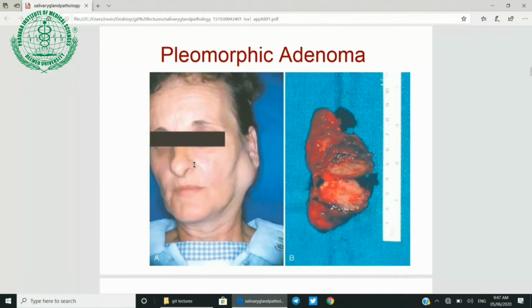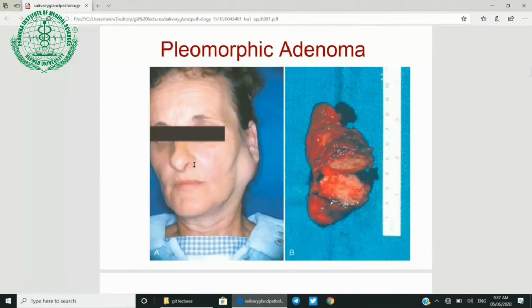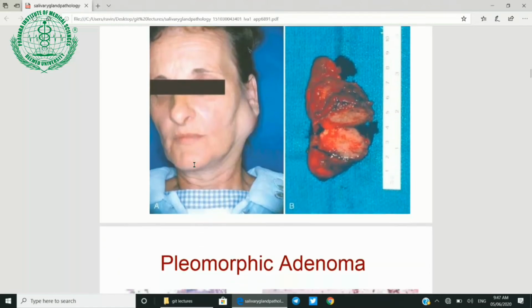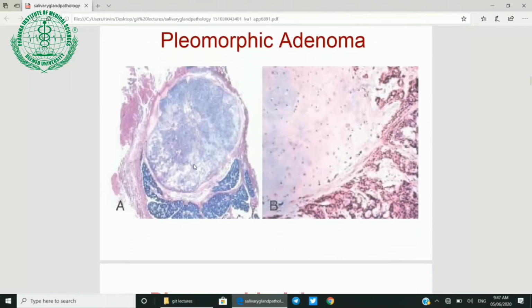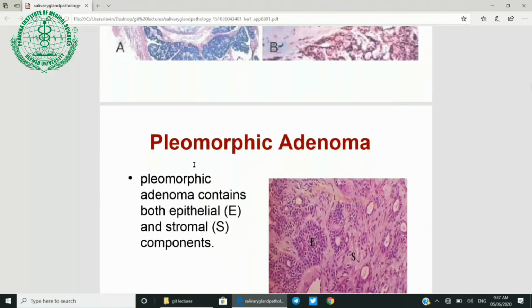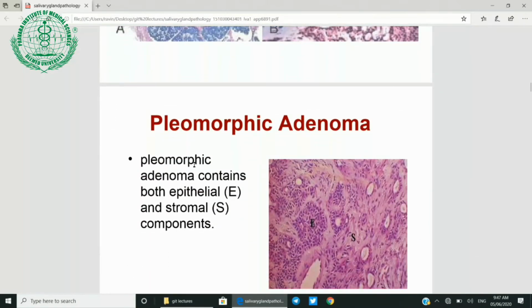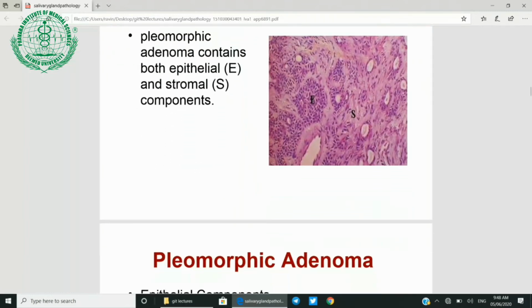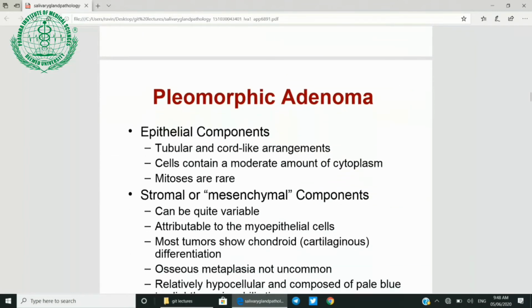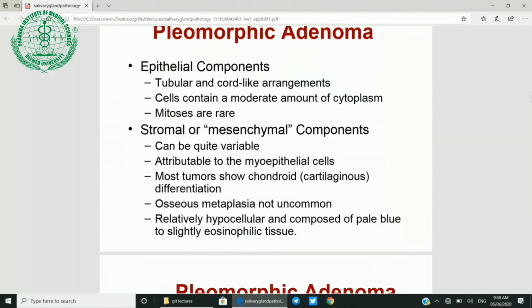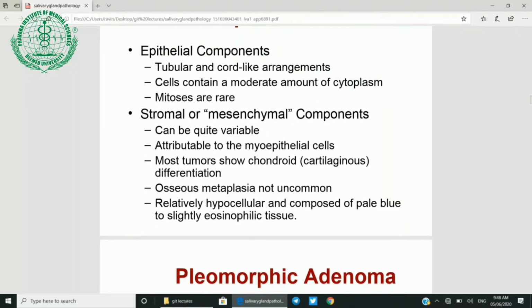The first important tumor that you should remember when we talk of salivary gland is pleomorphic adenoma. It is said to contain both epithelial cells and a stromal component. I'll show you some more pictures, but first we go through what it is composed of.